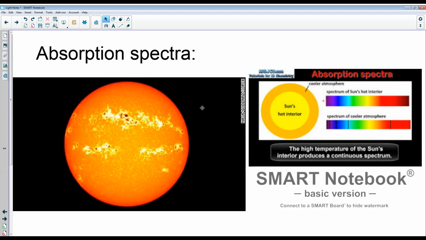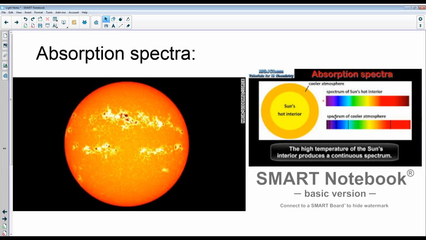So if there was no outer atmosphere on the sun, it probably wouldn't work correctly, but if we could see the sun's hot interior, it would just be a continuous rainbow sort of peaking in the yellow because of its temperature, but we wouldn't see these missing colors if it's not for the cooler outer atmosphere of the sun. But then we have what's called the emission spectra.